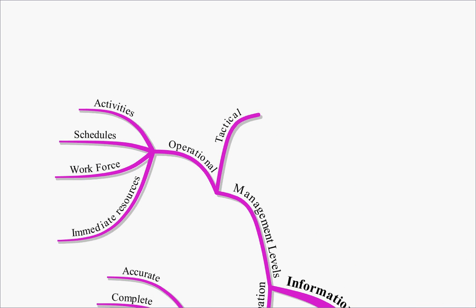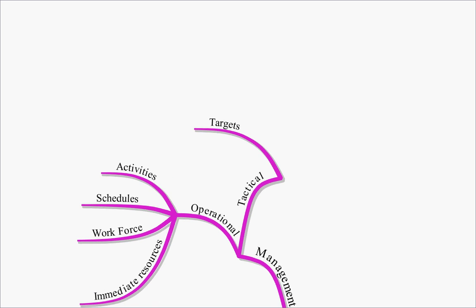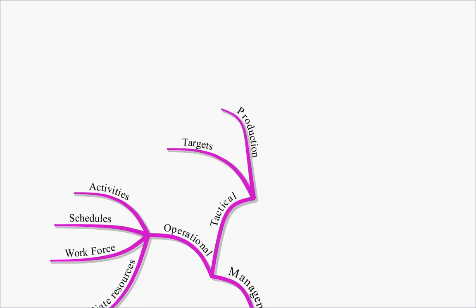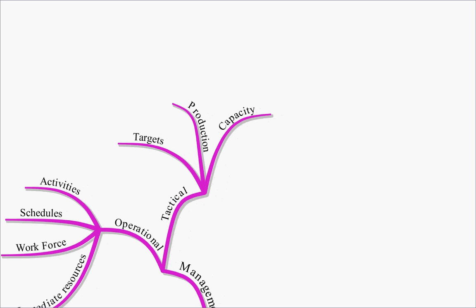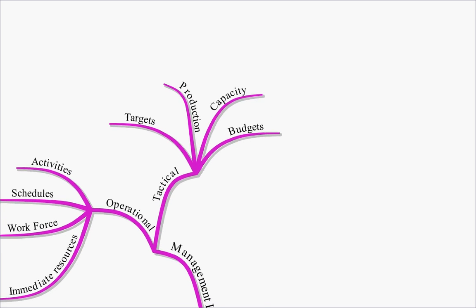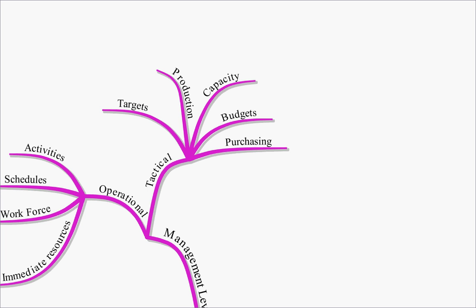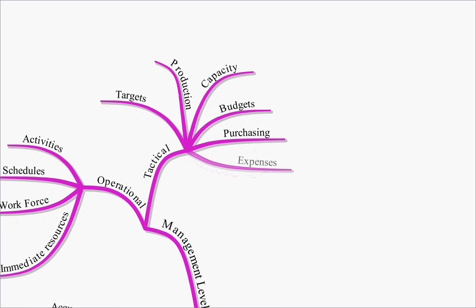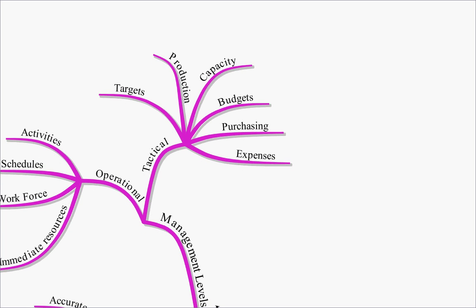Then at a tactical level, this is slightly above the factory floor, you're going to need targets. You're going to need to know what production you're capable of, i.e. your capacity. You're also going to need to know what budgets you've got. You'll need to be in charge of purchasing and need information on that. And you'll need to know what expenses are likely to be incurred. So that's what you'll need at a tactical level of management.